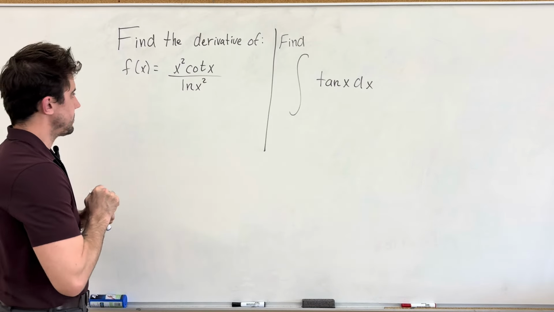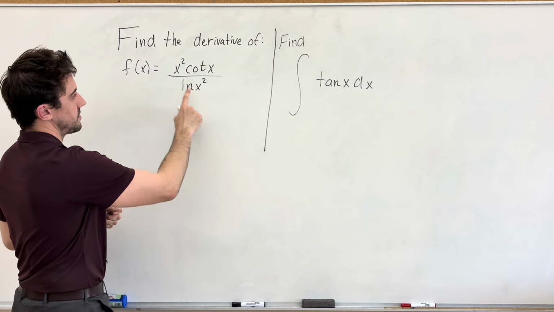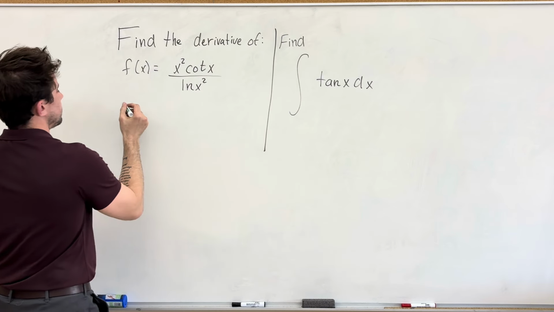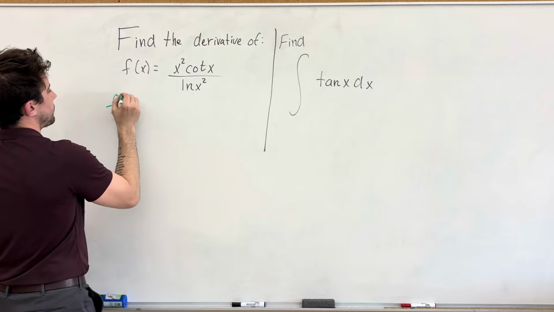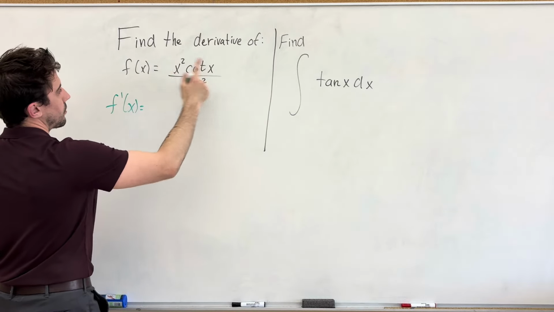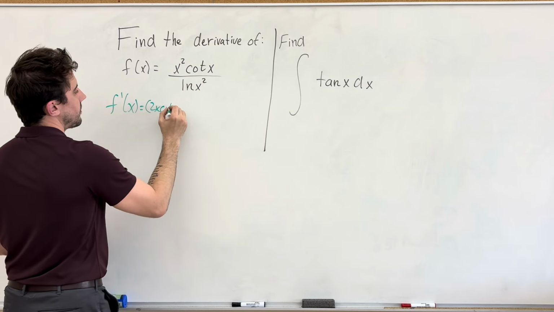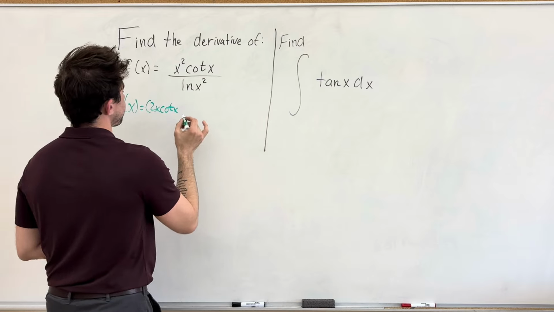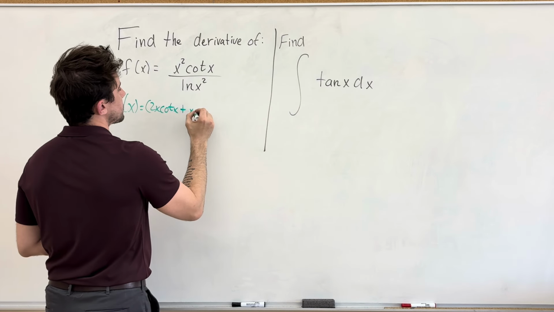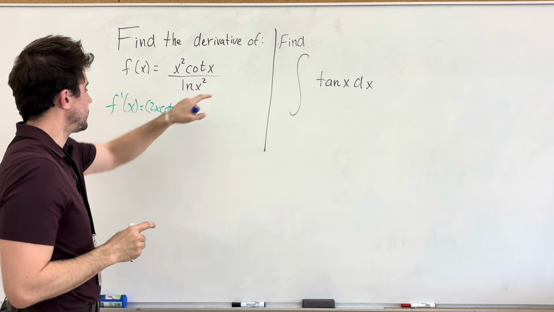So that means we want the derivative of the numerator times the denominator itself. And so for the derivative, we're going to write f prime of x is the derivative of what's on top, that's going to be a product rule. So that'll be 2x times the cotan of x plus x squared times, I forget what the derivative of cotan x is.